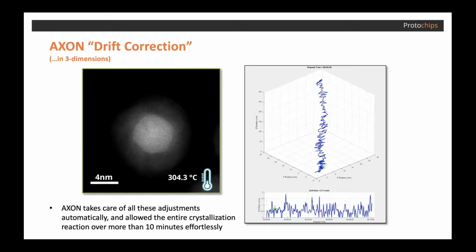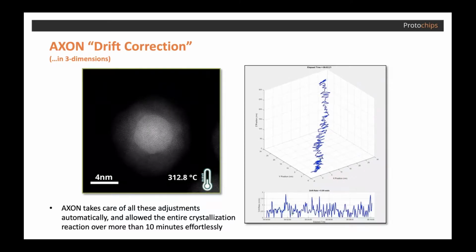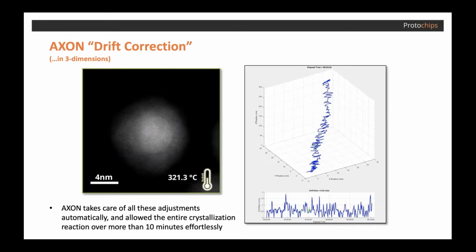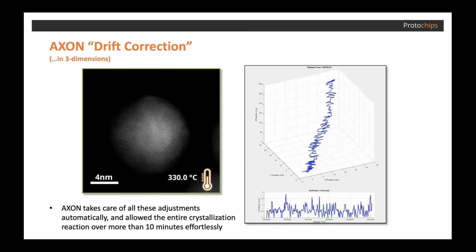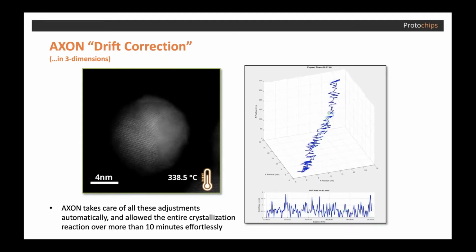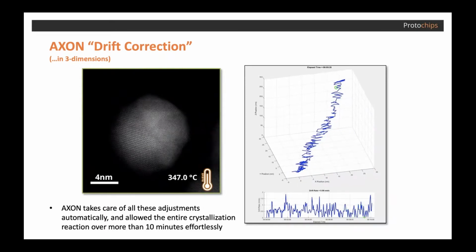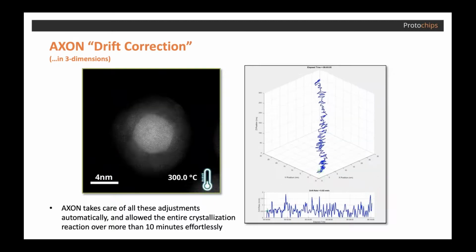AXON automates this entire process by handling all of these corrections in the background while we enjoy watching the particle's transformation without effort. Despite the severe rate of drift, which is far outside the capability of any digital camera or software image correction product, we can watch this reaction and map the path that this particle actually traversed in three-dimensional space.